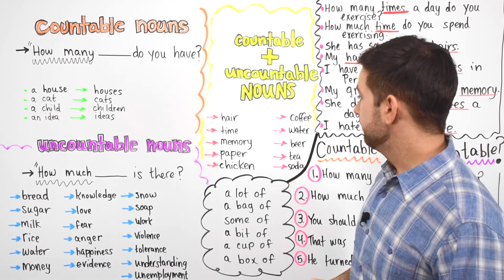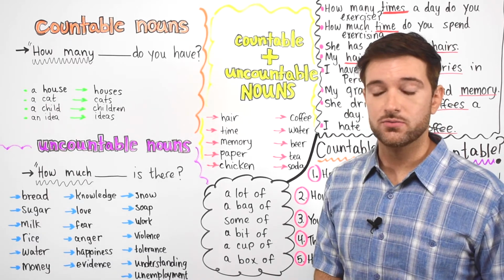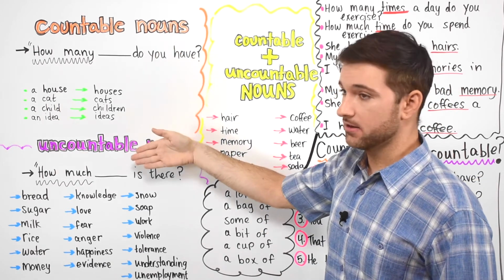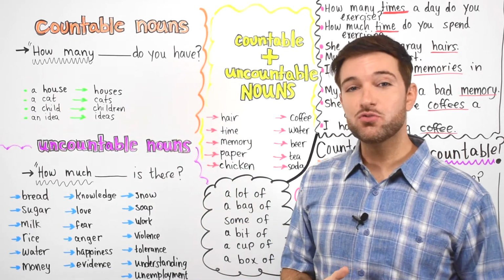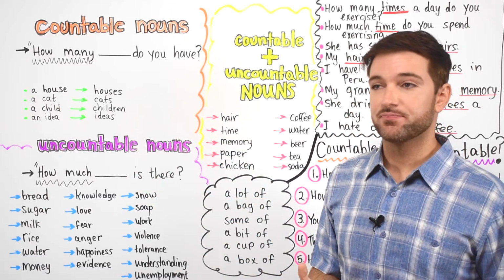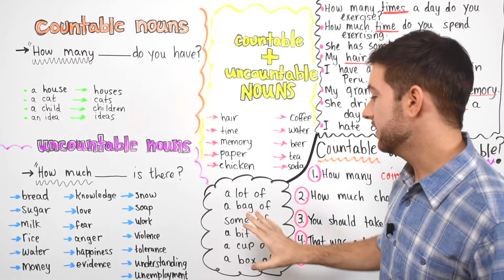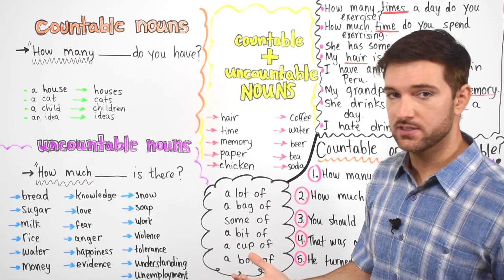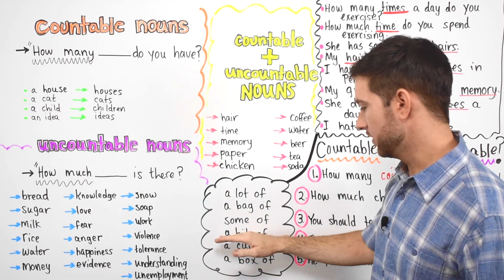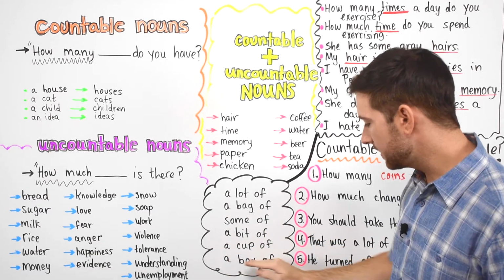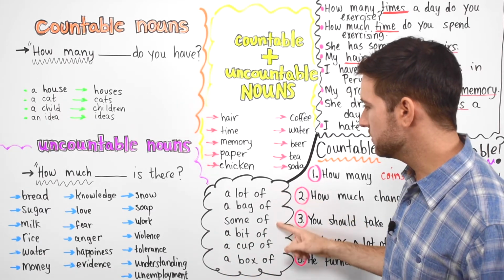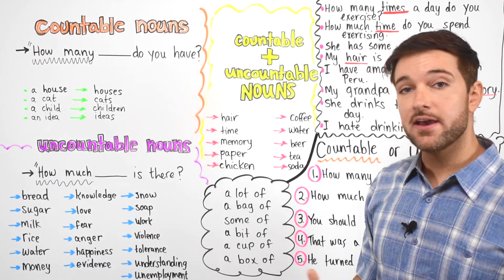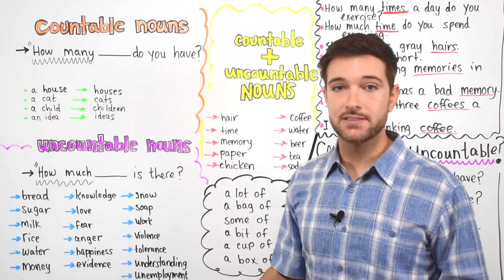Now, in addition to these new words that you have to learn in English, because they're countable and uncountable, you have to learn these. There are some useful word expressions that can be used with uncountable nouns as well. So these ones right here can be used here. A lot of, you know these. A bag of, some of, a bit of, a cup of, a box of. So these ones can be used with uncountable nouns.